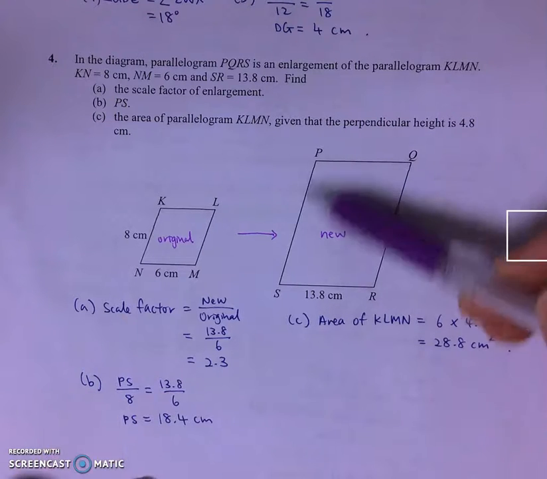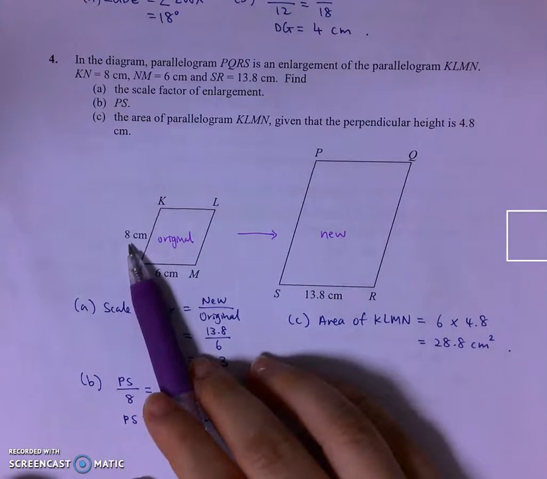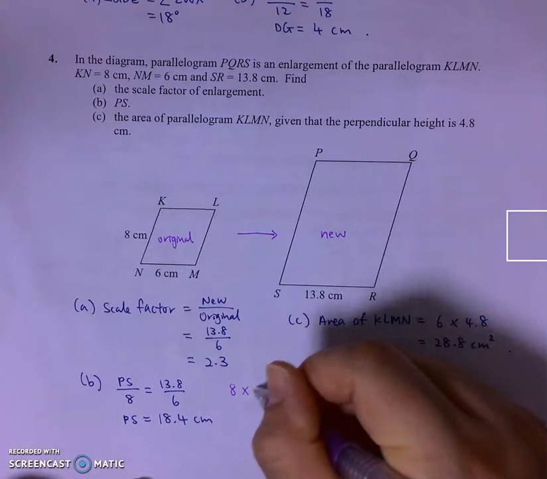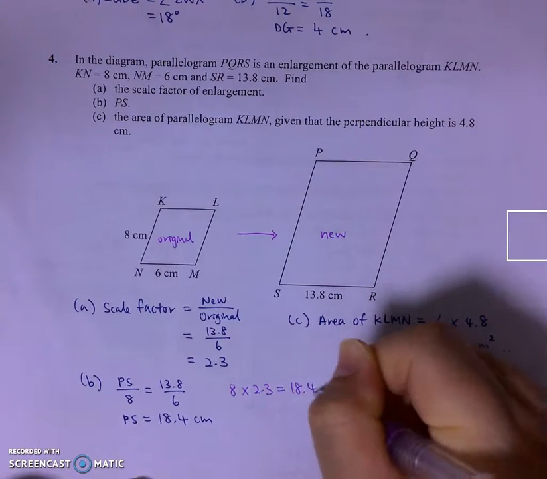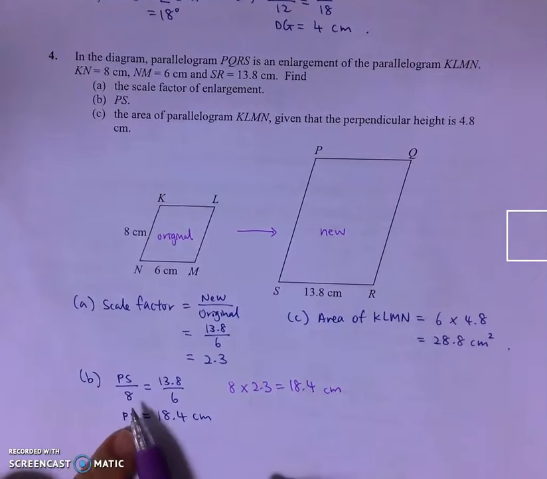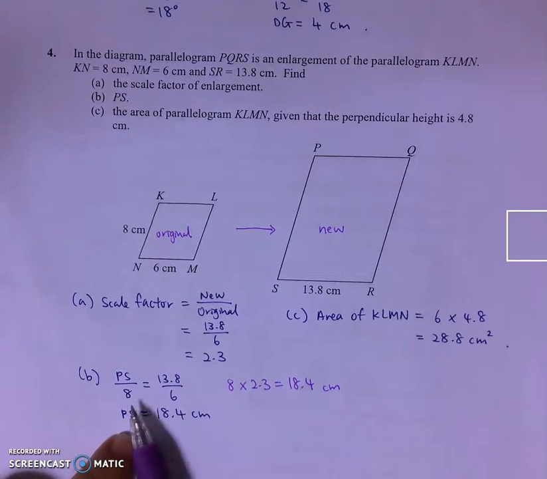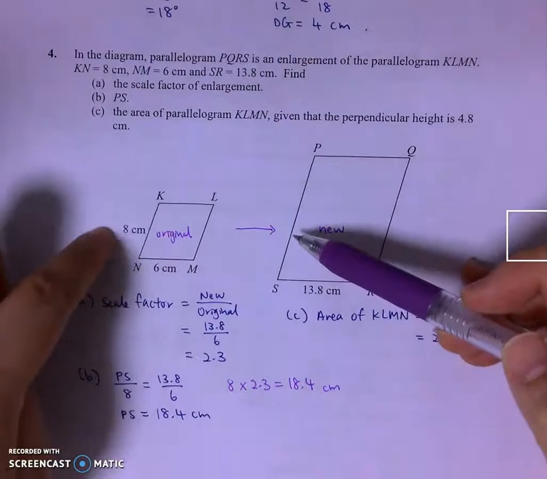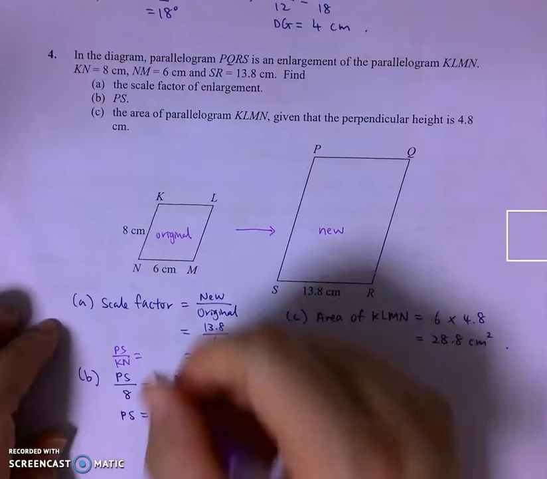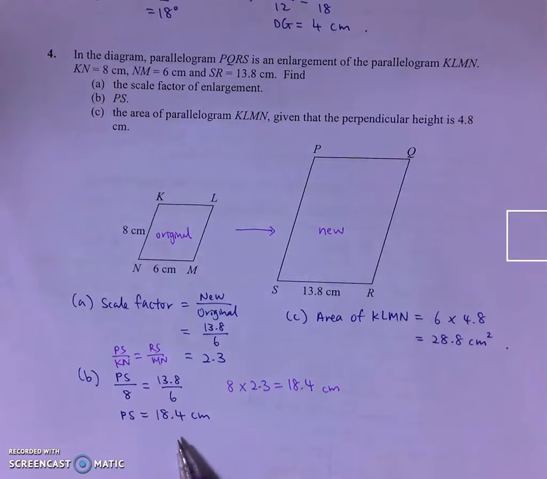For PS, now that I have the scale factor, it's quite simple actually. I can just take 8, multiply by 2.3, to give me 18.4 cm. Of course, you can also do this. If you are not so sure of your answer in part A, what you can do is to stick to the ratio. So PS over corresponding KN will be equal to RS over MN. That would still give you the same answer.